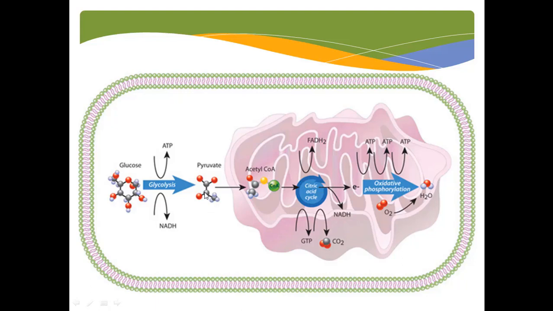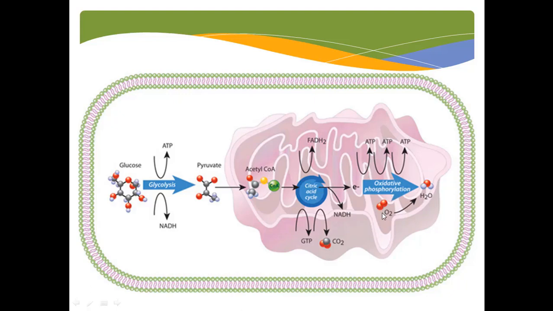So pyruvate is transported into the cell where it's used to produce acetyl-CoA, and then that is further broken down into metabolites through what's called a citric acid cycle. I'll get into that briefly in a moment. And then electrons from that citric acid cycle are transported by NADH through what's called the respiratory chain or oxidative phosphorylation, where we get lots and lots and lots of ATP.